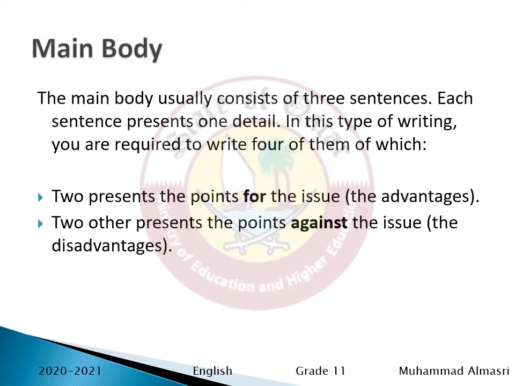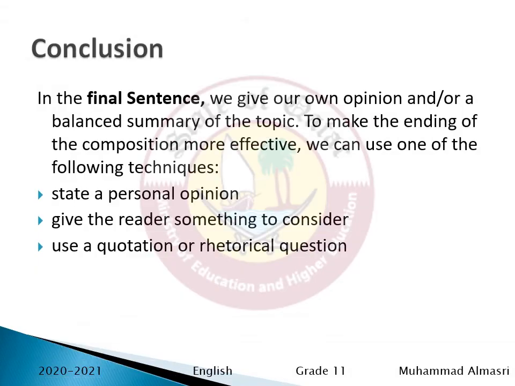Main body. The main body usually consists of 3 sentences. Each sentence presents one detail. In this type of writing, you are required to write 4 of them, of which 2 present the points for the issue, the advantages, and the other 2 present the points against the issue, the disadvantages.